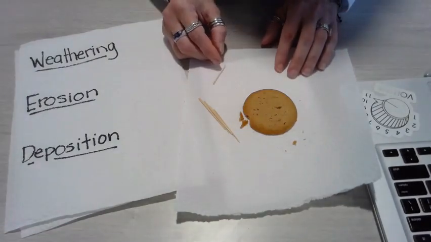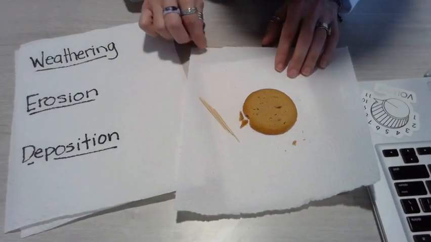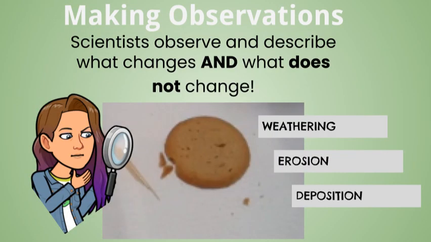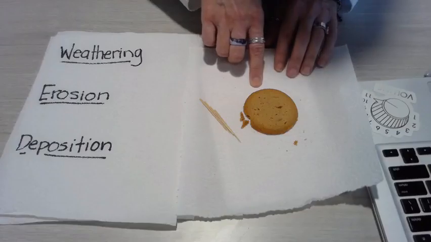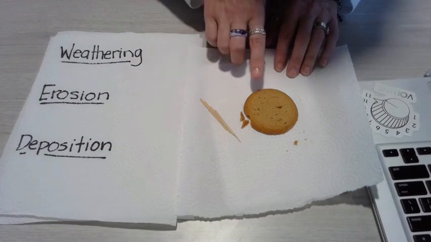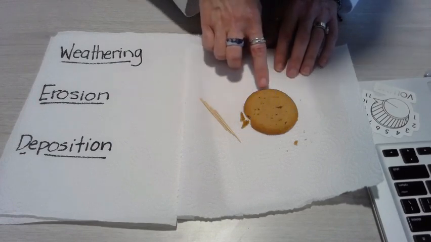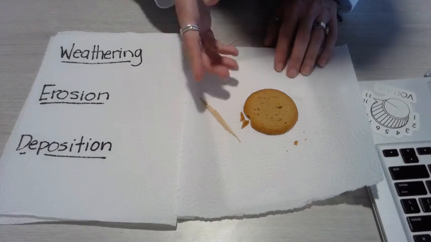And what did you notice? One, my toothpick broke, but take a look. Think about weathering, the breaking down of Earth's materials, erosion, the movement of those materials to a new place, and deposition, where those pieces end up. Can you make some observations of one of these processes in our model? Now, we know that weathering doesn't happen in just one spot on Earth's materials. It happens in a lot of different spots.